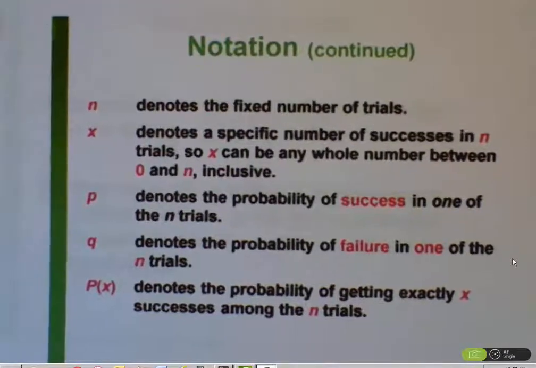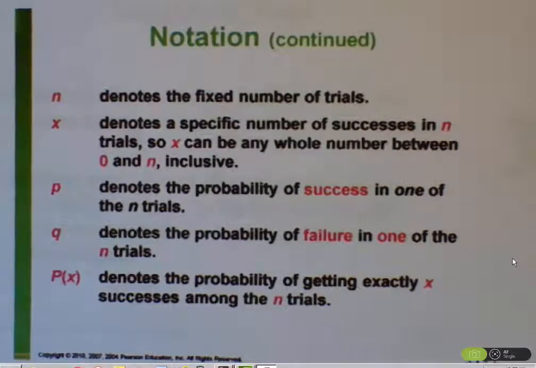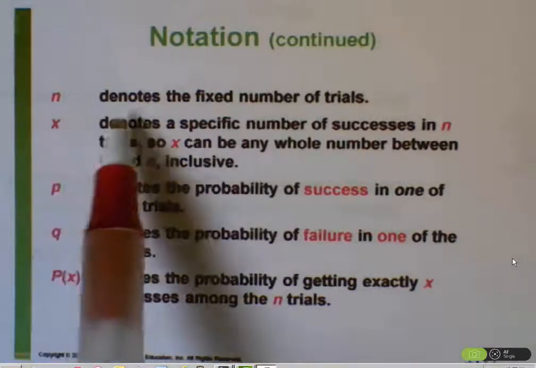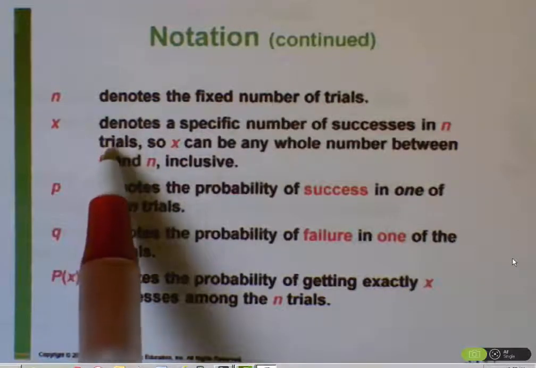Other notation that's very important in order for you to either use the formula for calculating the binomial probability distribution or to calculate it on the calculator, you have to understand what these variables stand for. N is the fixed number of trials. X is a specific number of successes in N trials.